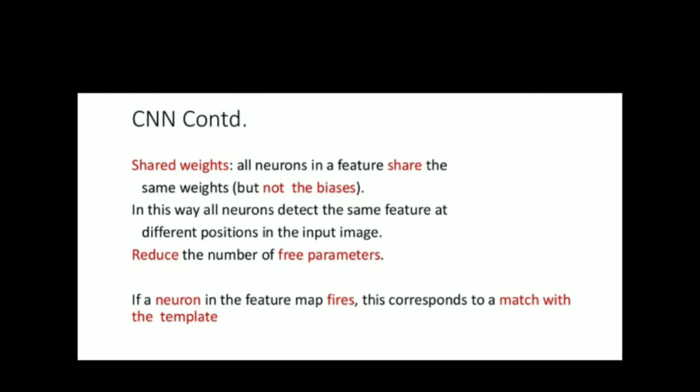So shared weights means all neurons in a feature share the same weights. In this way, all neurons detect the same feature at different positions in the input image. Reduce the number of free parameters, and if a neuron in the feature map fires, this corresponds to a match with the template.